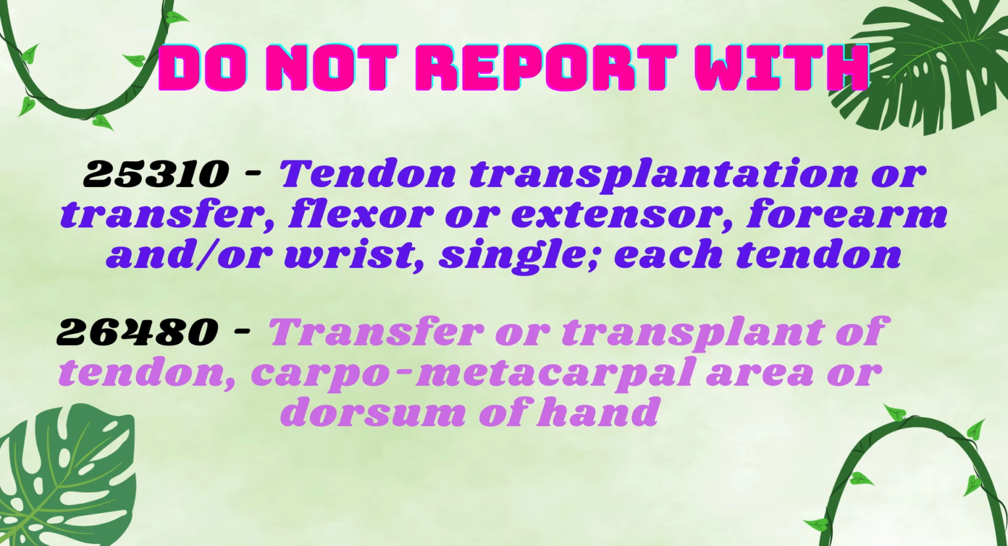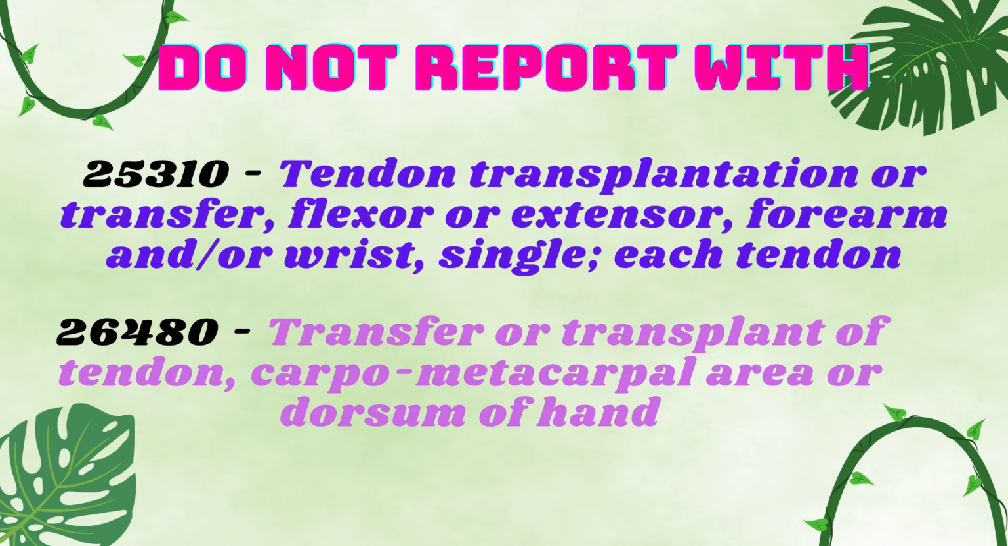Let's move on to the other codes and then figure out why these codes are also considered bundled. The code descriptor for CPT 25310 states tendon transplantation or transfer, flexor or extensor, forearm and or wrist, single each tendon. Whereas code 26480 has a descriptor as transfer or transplant of tendon, carpo-metacarpal area or dorsum of hand.